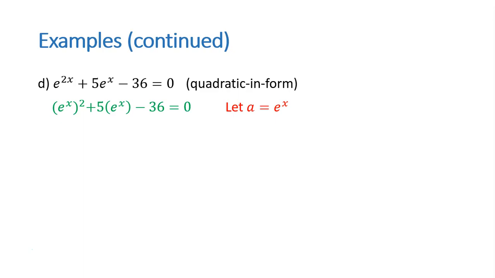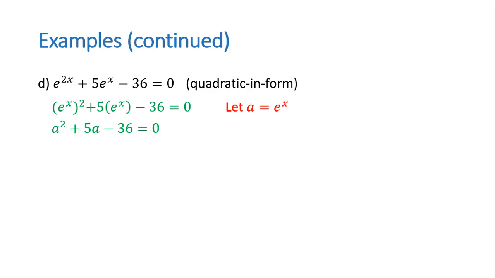So I've chosen a. So we're going to take this equation and rewrite it such that each e to the x is now written as an a. So this becomes a squared plus 5a minus 36 is equal to 0. And now this is an actual quadratic. A squared plus 5a minus 36 is an actual quadratic with the variable a. And we know exactly what to do with something like this. We can factor it if it factors. Or when in doubt, if it doesn't factor, we can use the quadratic formula and solve for a.